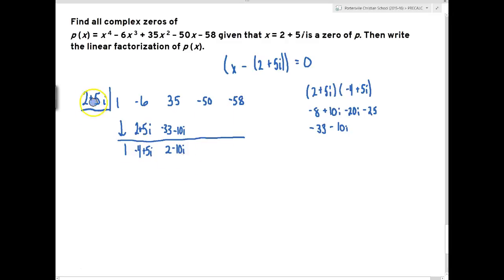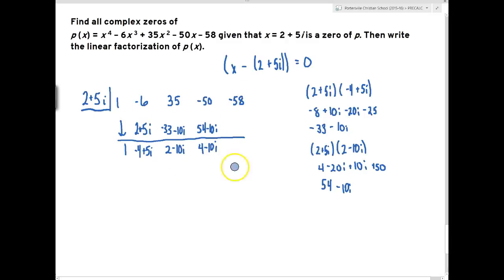We've got to do the same thing for 2 plus 5i times 2 minus 10i. And we get 4 minus 20i plus 10i minus 50i squared, which is going to be plus 50. So that gives me 54 minus 10i. So 54 minus 10i is going to give me 4 minus 10i.